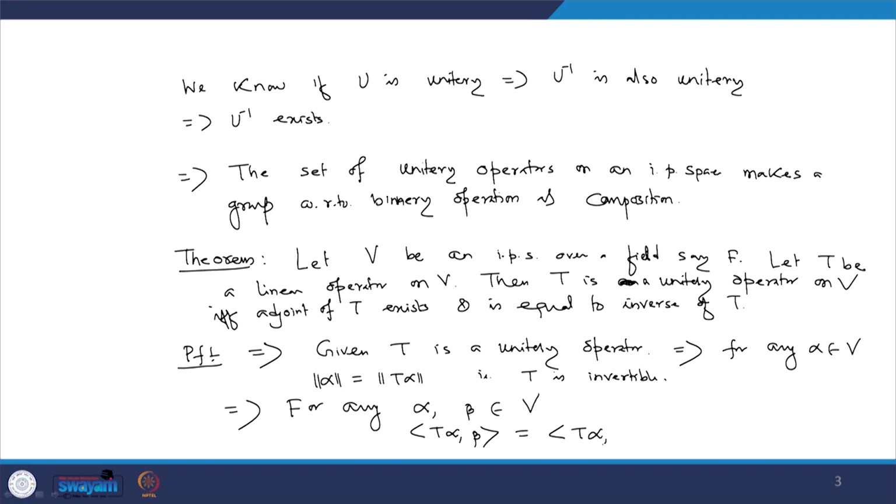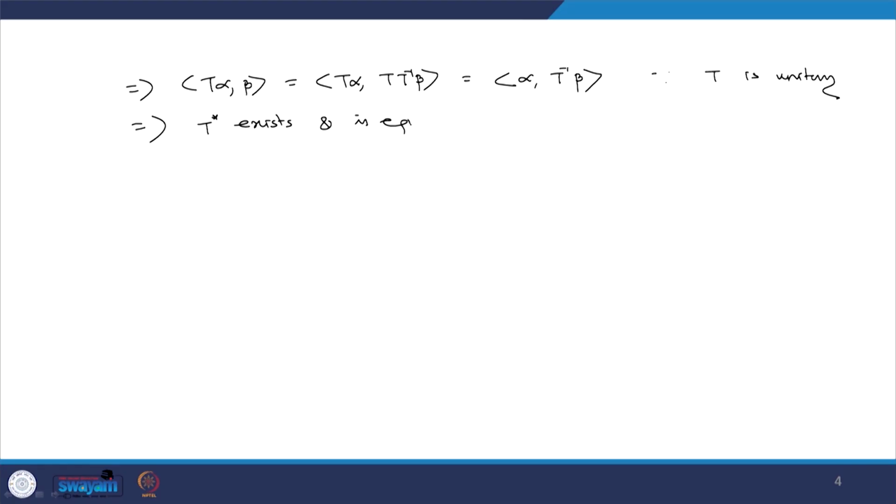So, this implies for any alpha, beta belonging to V, the inner product of T alpha and beta can be written as the inner product of T alpha and T T inverse beta, because T into T inverse equals identity. So, I can write like this. The inner product of T alpha and beta is equal to the inner product of T alpha and T T inverse beta, which is equal to the inner product of alpha and T inverse beta, since T is unitary. So, this implies T star, I mean the adjoint of T, exists and is equal to T inverse, that is, T into T star equals identity.